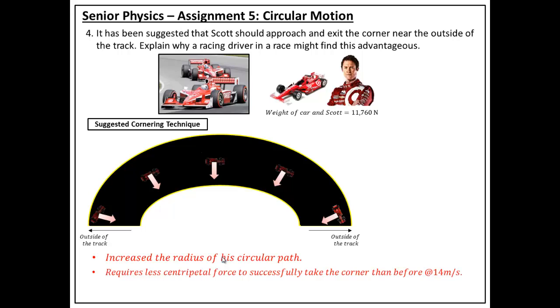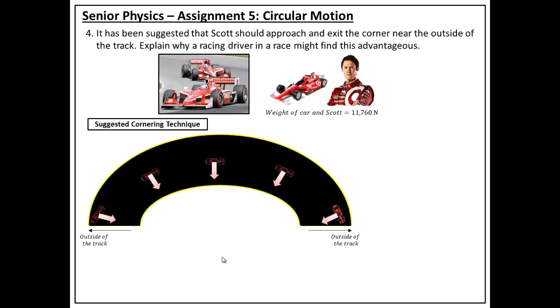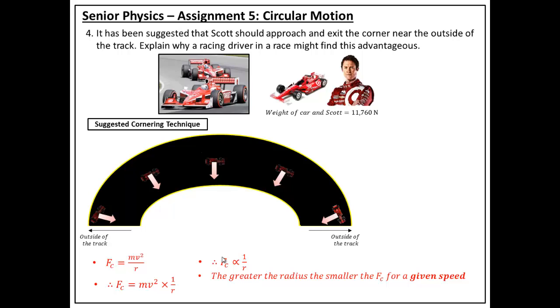He could therefore increase his speed at this larger radius so that his centripetal force is 16,000 newtons. If we approach this mathematically, you should be able to see from the centripetal force equation that centripetal force is inversely proportional to radius. Therefore, as you increase the radius, you must decrease the centripetal force for a given speed.